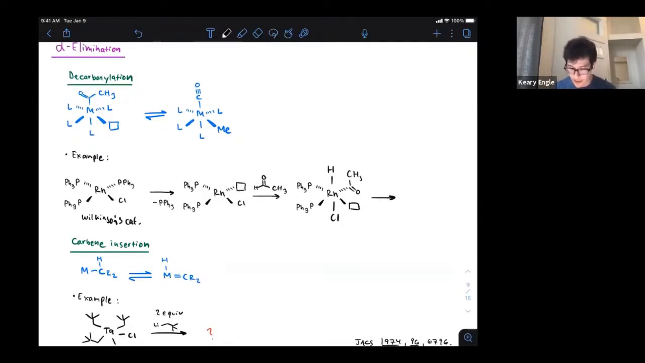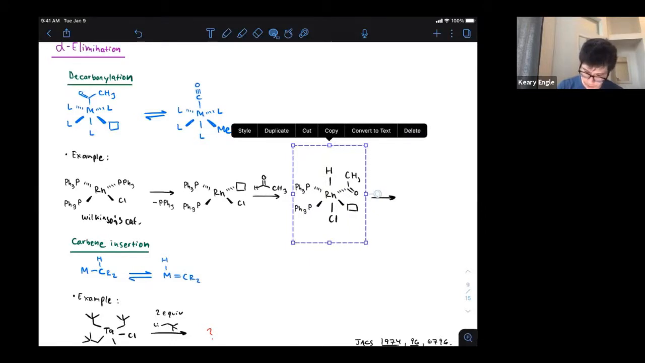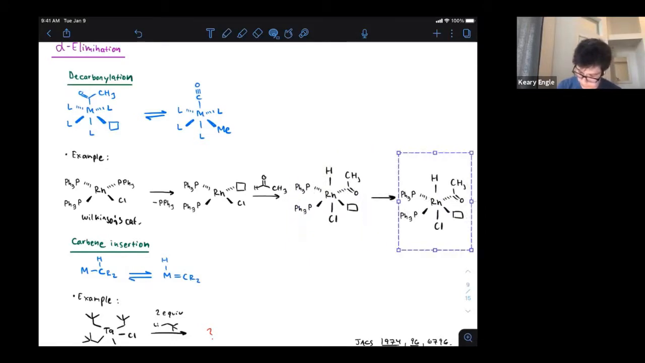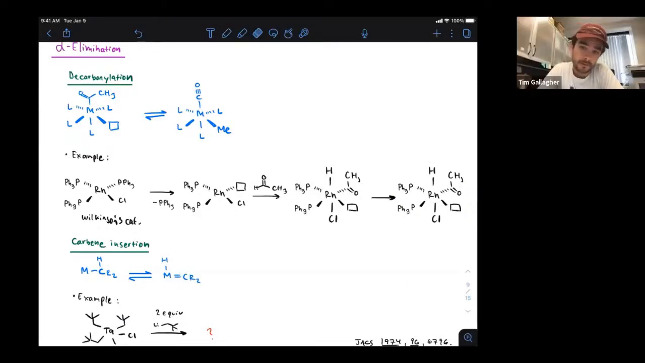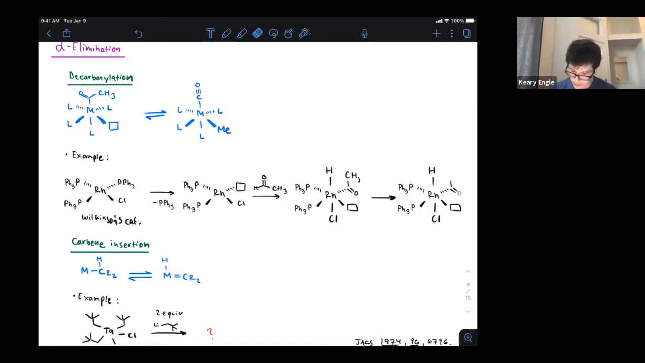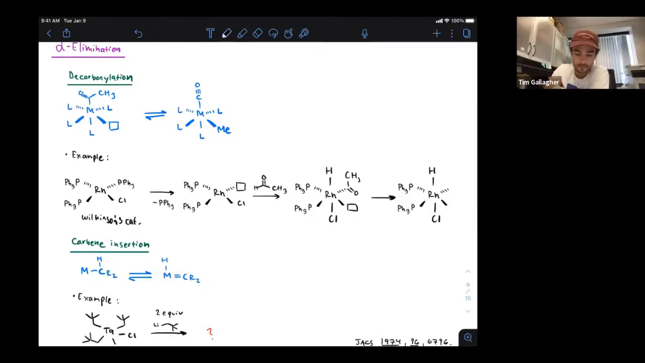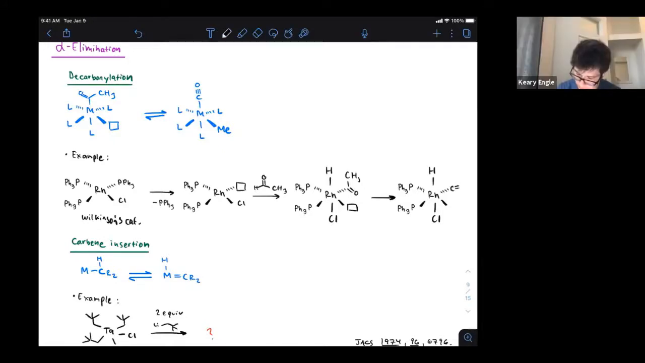Okay, and then now let's take this one step further. Based on what you've seen so far, what might this go on to continue to do? Are we going to do another oxidative addition or, I guess, 1,1 insertion into the methyl carbonyl bond? All right, got it. And then you lose methane or something?